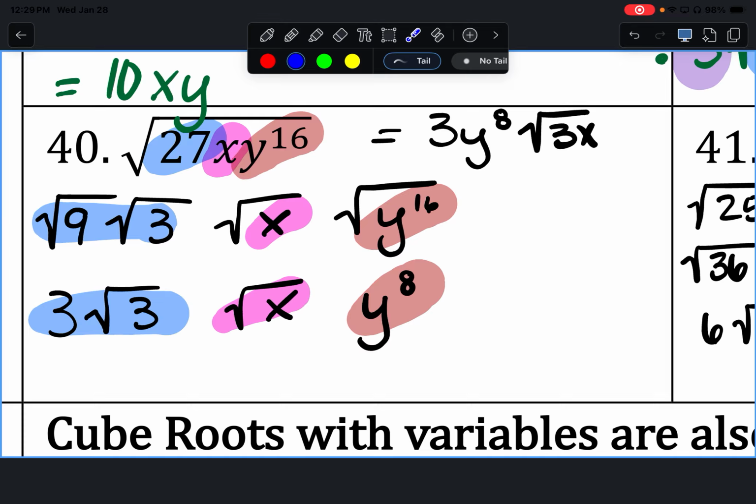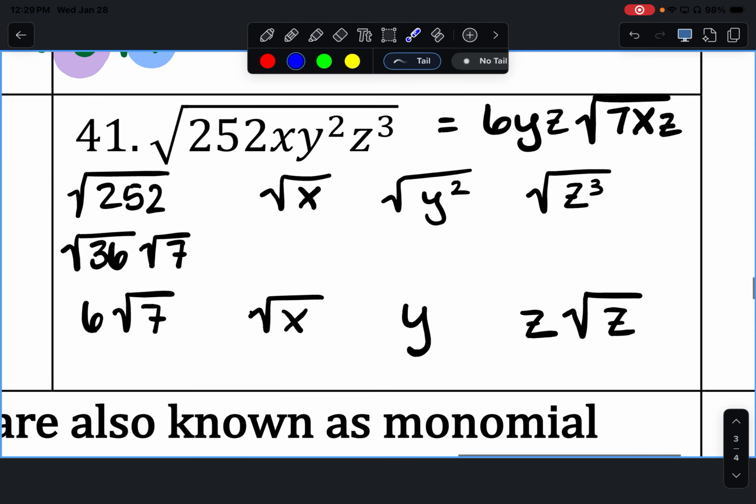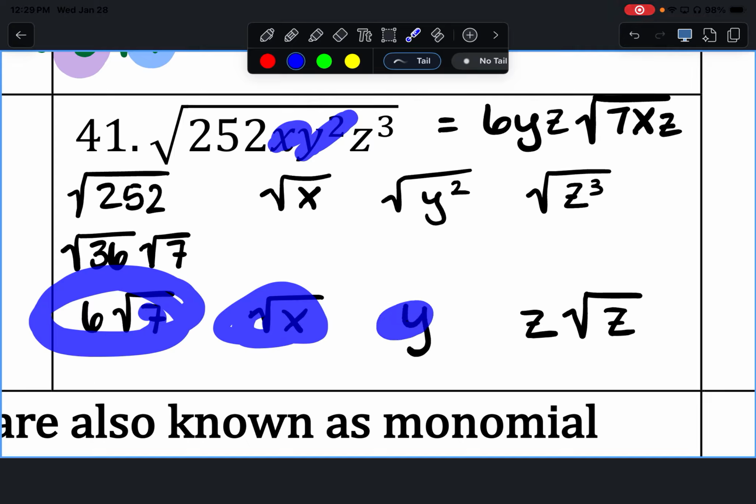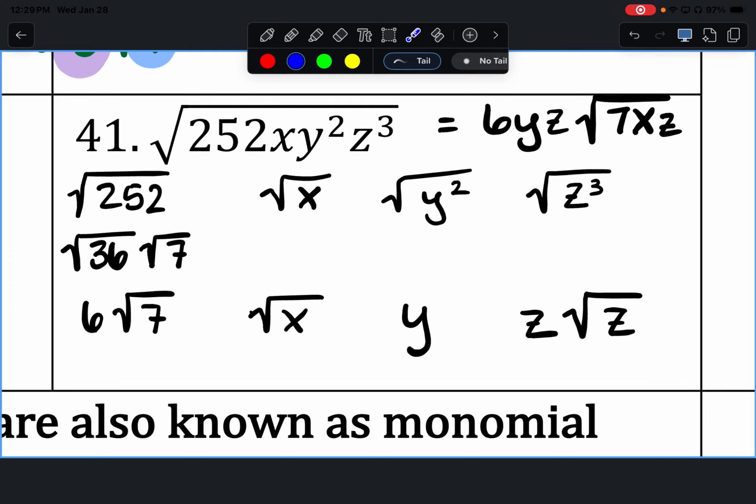Nice going. All right. So for 41, okay, we break apart the square root of 252 to get 6 root 7. Okay. Then we cannot take the square root of x, so it stays the square root of x. We take the square root of y squared to get y. And if we take the square root of z to the third, we get z times the square root of z. Okay? For which part? So 2 can go into 3 one time with 1 left over. So we have the z times the square root of z.